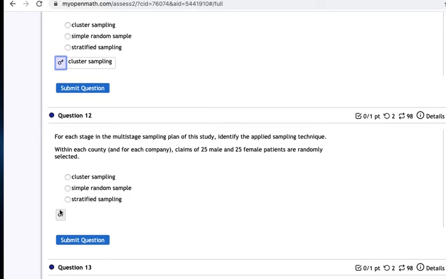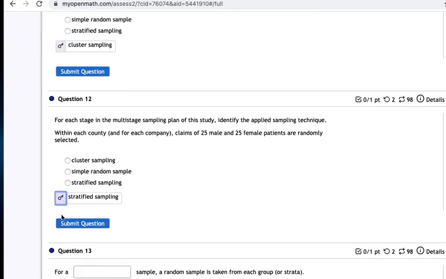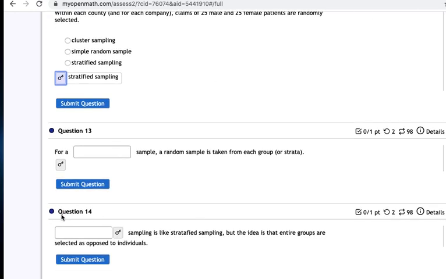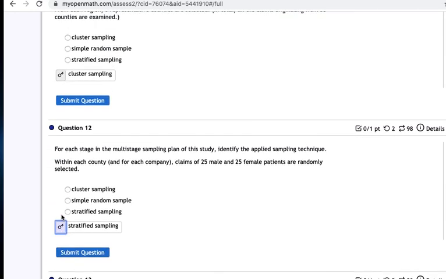Let's see. Within each county, claims of 25 male and 25 female patients are randomly selected. So here's a case where you divided it up into males and females, and then you randomly picked a few males and you randomly picked a few females. That's stratified. Yay, I'm right this time. Okay, and I think that's pretty good. I think you should be able to do most of these questions.